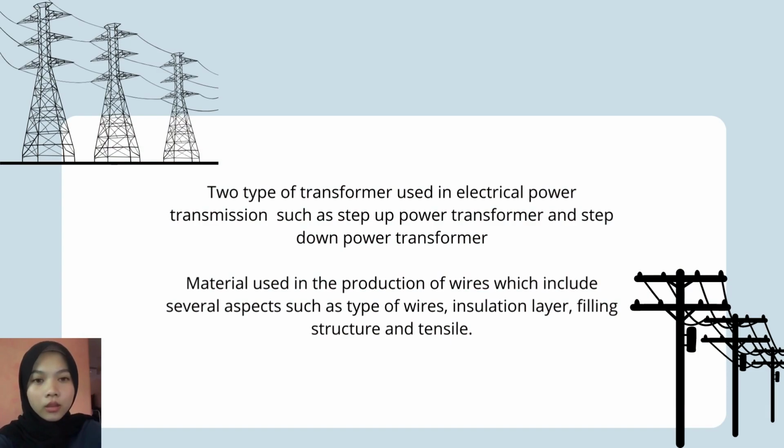Next, there are 2 types of transformer used in electrical power transmission, such as step-up power transformers and step-down power transformers. Last, the materials used in the production of wire, which include several aspects, such as type of wire, insulation layer, filling structure, and tensile element.